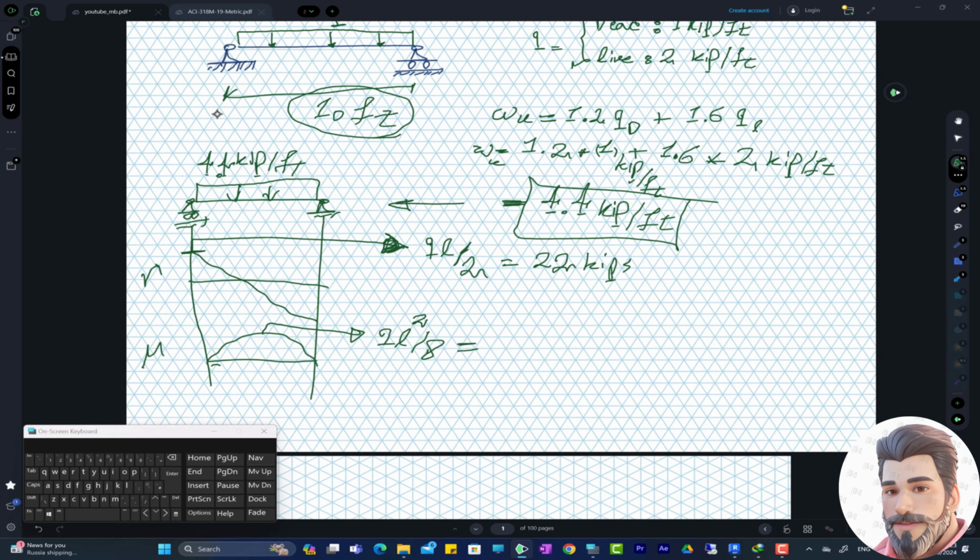And as you see, we calculate the maximum shear equal to 22 kips, and the maximum bending moment equal to 55 kips-foot. At this point, the analysis of the structure ended, and the design of the structure began.